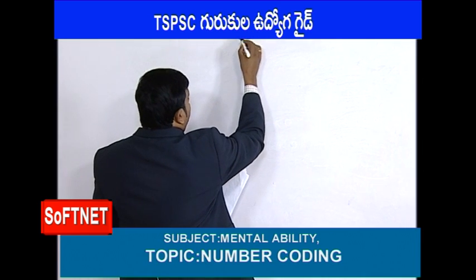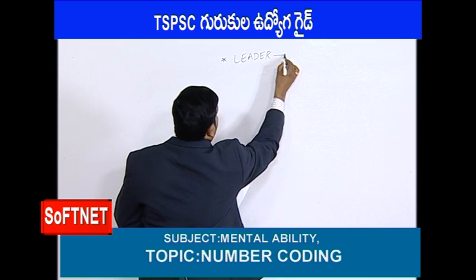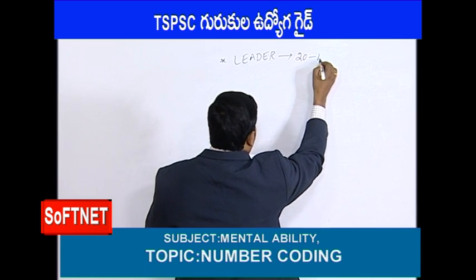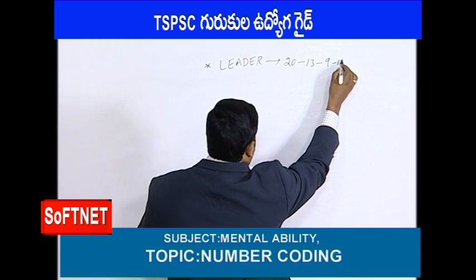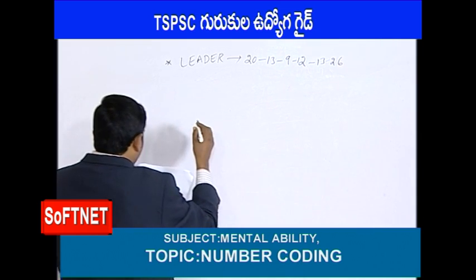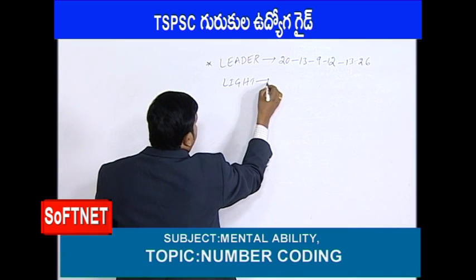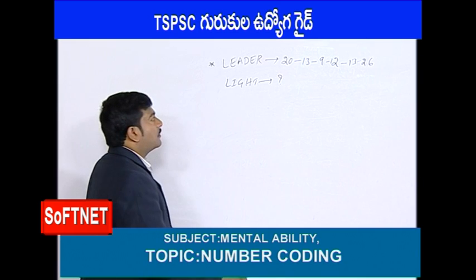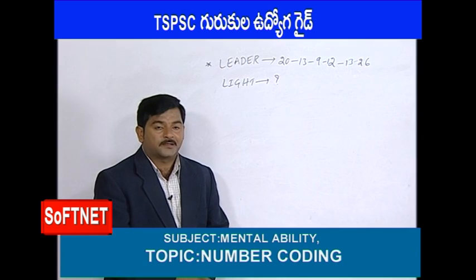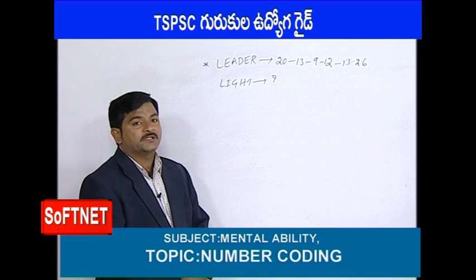For example, in a certain code language, LEADER is written as 20, 13, 9, 12, 13, 26. Similarly, what is the code for the given word LIGHT? He asked to find out the code for the given word LIGHT. So what is the given word here? LEADER, and he asked to find out the code for the given word LIGHT.